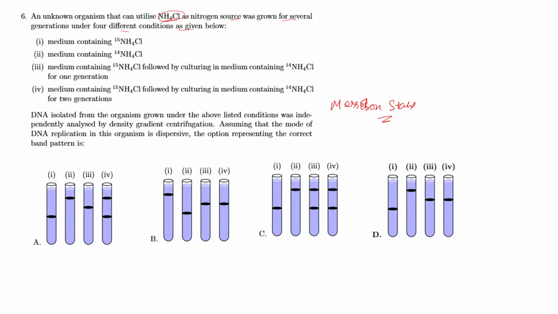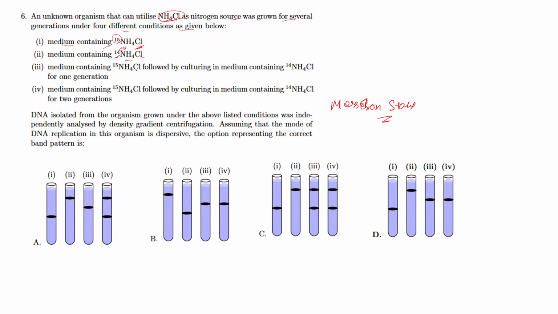So basically, bacteria use nitrogen source for preparing their nucleotides that will be helpful in DNA replication. That will help in making of new strands. So I have a different growth condition over here. In the first medium containing 15NH4Cl, so there is a heavy nitrogen, and the organism is grown over this medium. Then I have a medium containing 14NH4Cl.